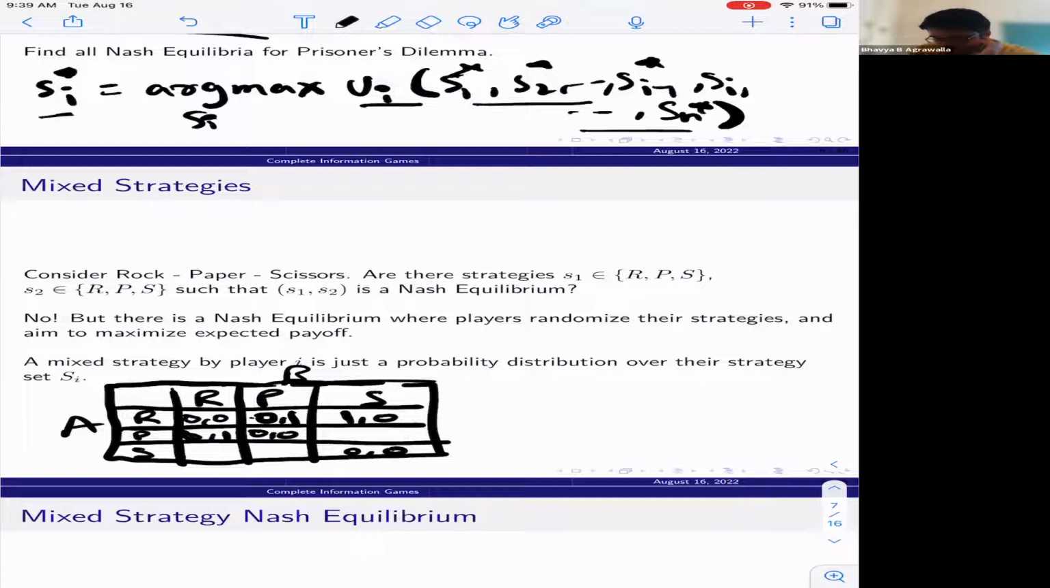I think I messed up. This one is 0. This is paper and this is scissors. So this is 0 and this is 1. Scissors, rock beats scissors, so 0,1, and scissors beats paper, so 1.